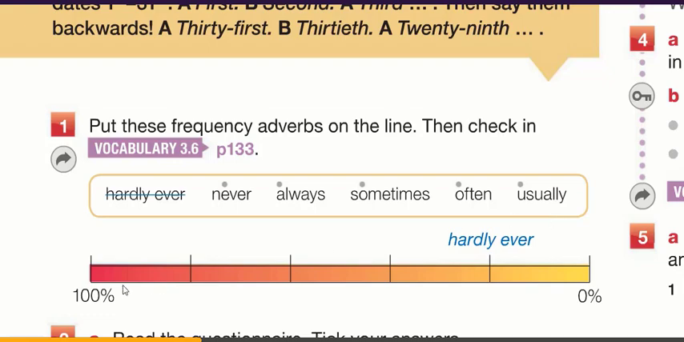For example, here from 100% to 0%. Frequency adverbs, how many times you do something. Okay, so put them in order in the correct place. And we'll go to page 133 and check. Okay, let's go.